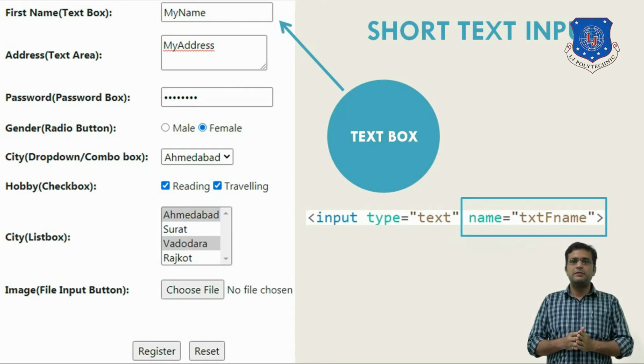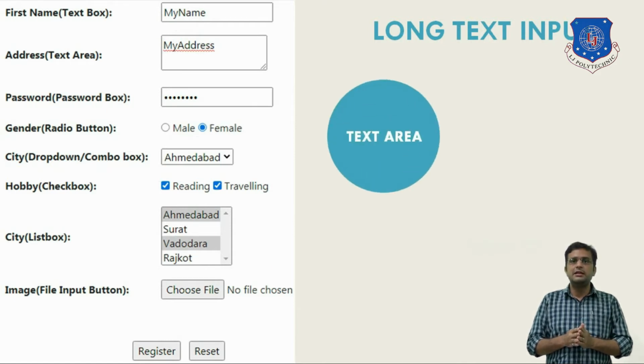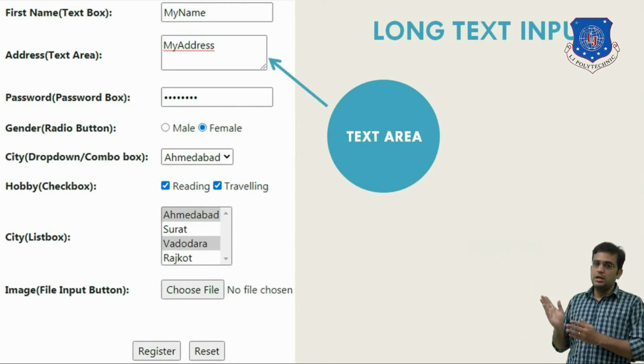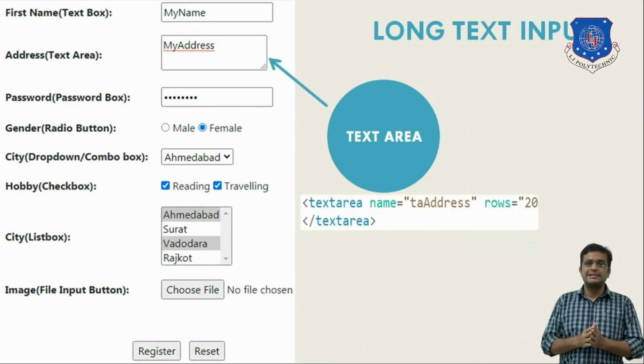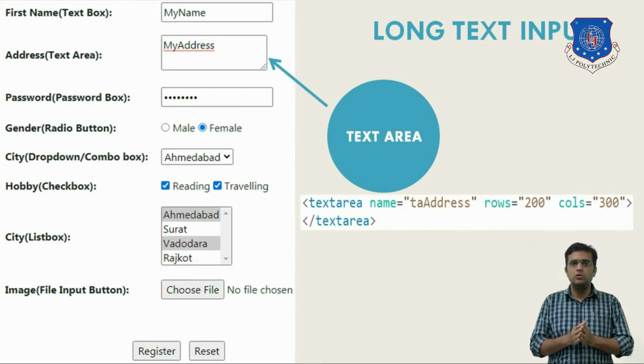Next subcategory of text input is long text input. Like you want to accept address or information about user, you have to accept text input which is quite long in length. In such case, you can create an element called text area like this. Here you can see a code to create a text area. Here you can observe that you have to close the text area tag which was not there in input tag in case of text box.